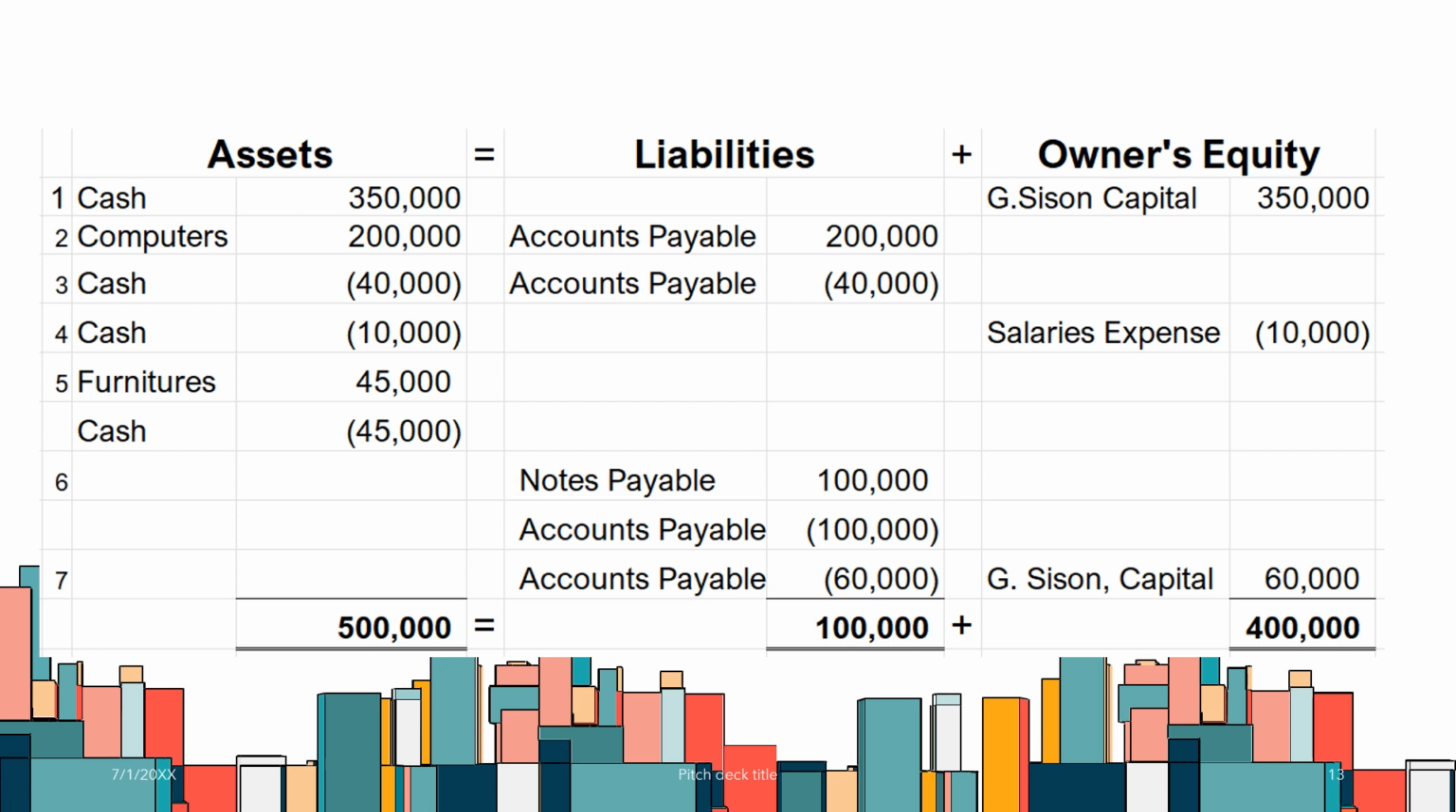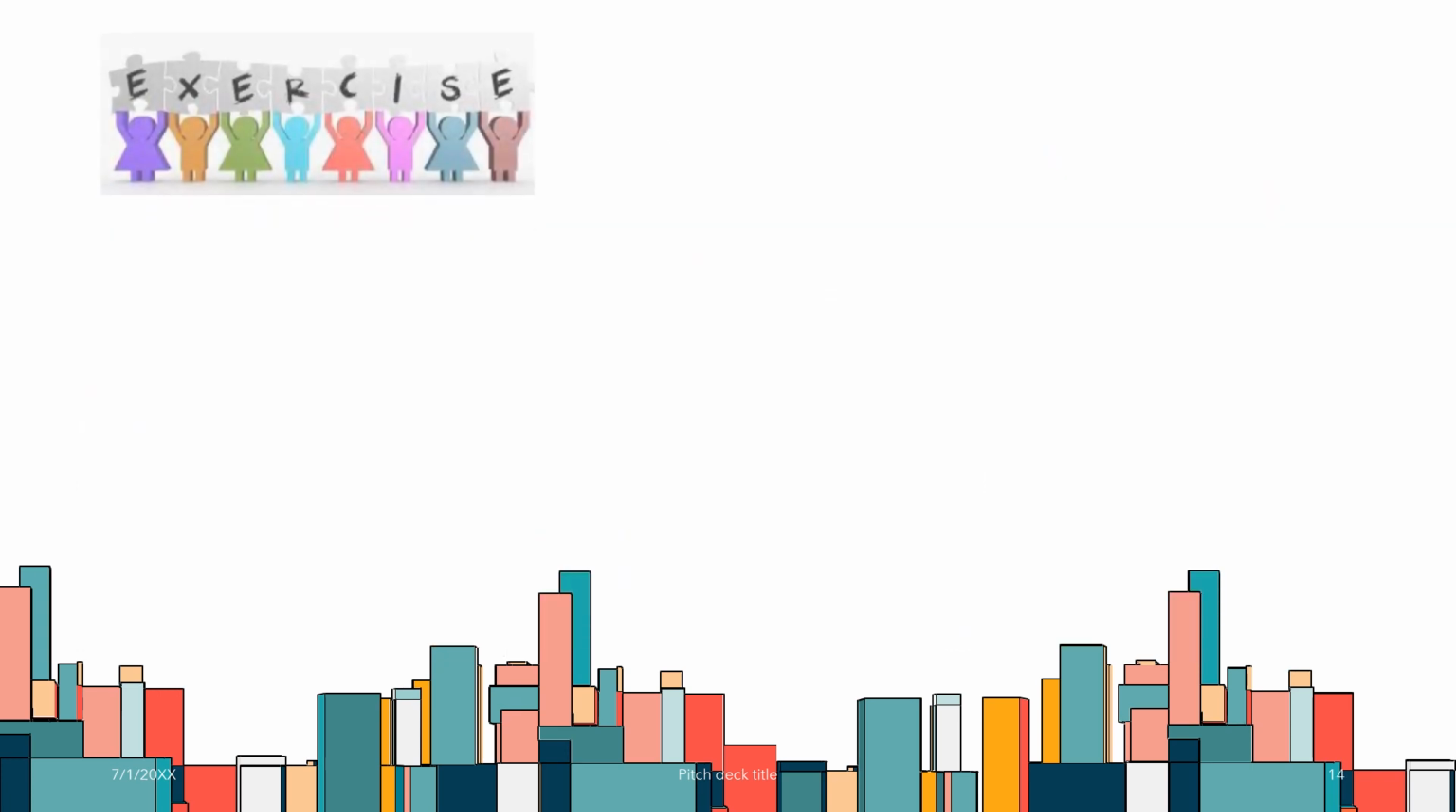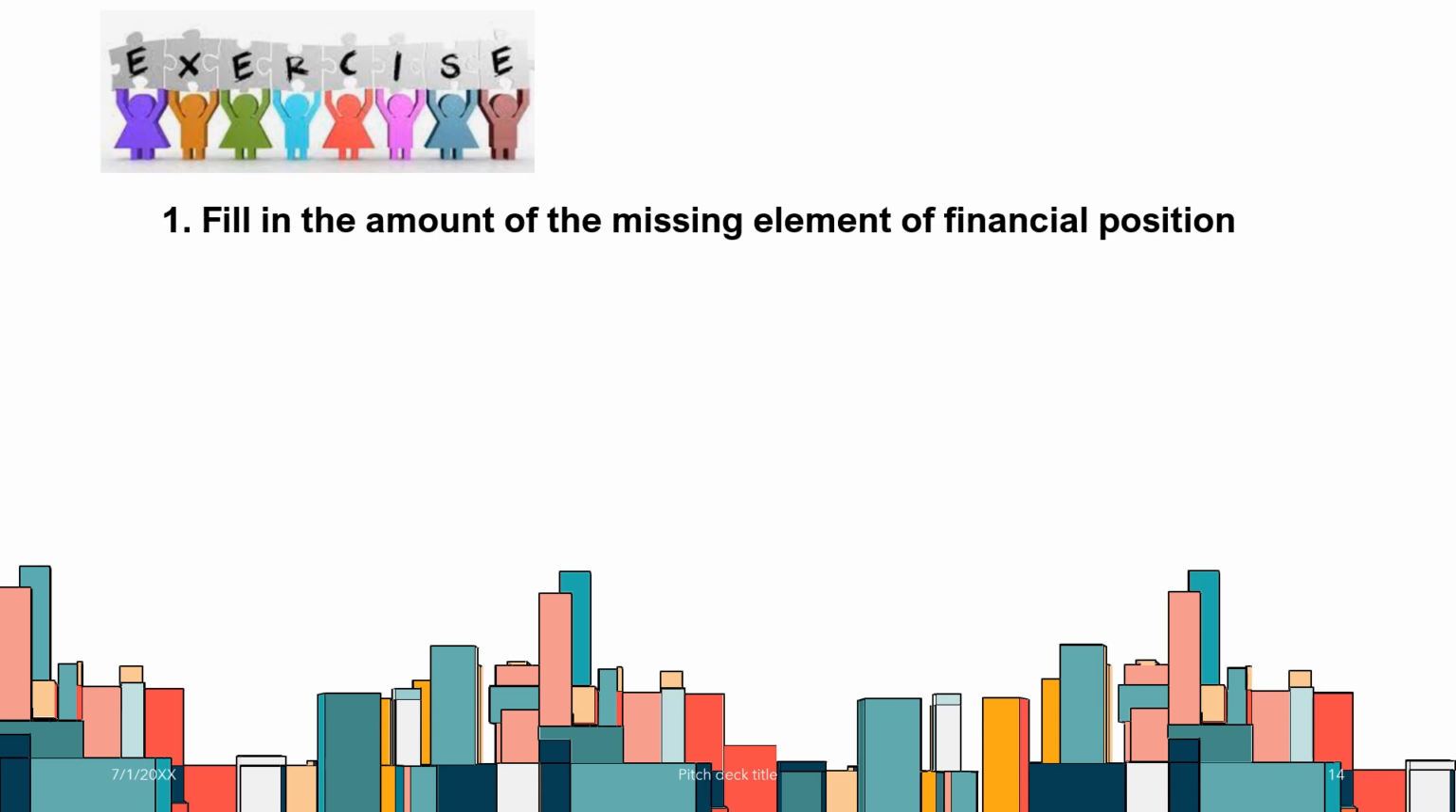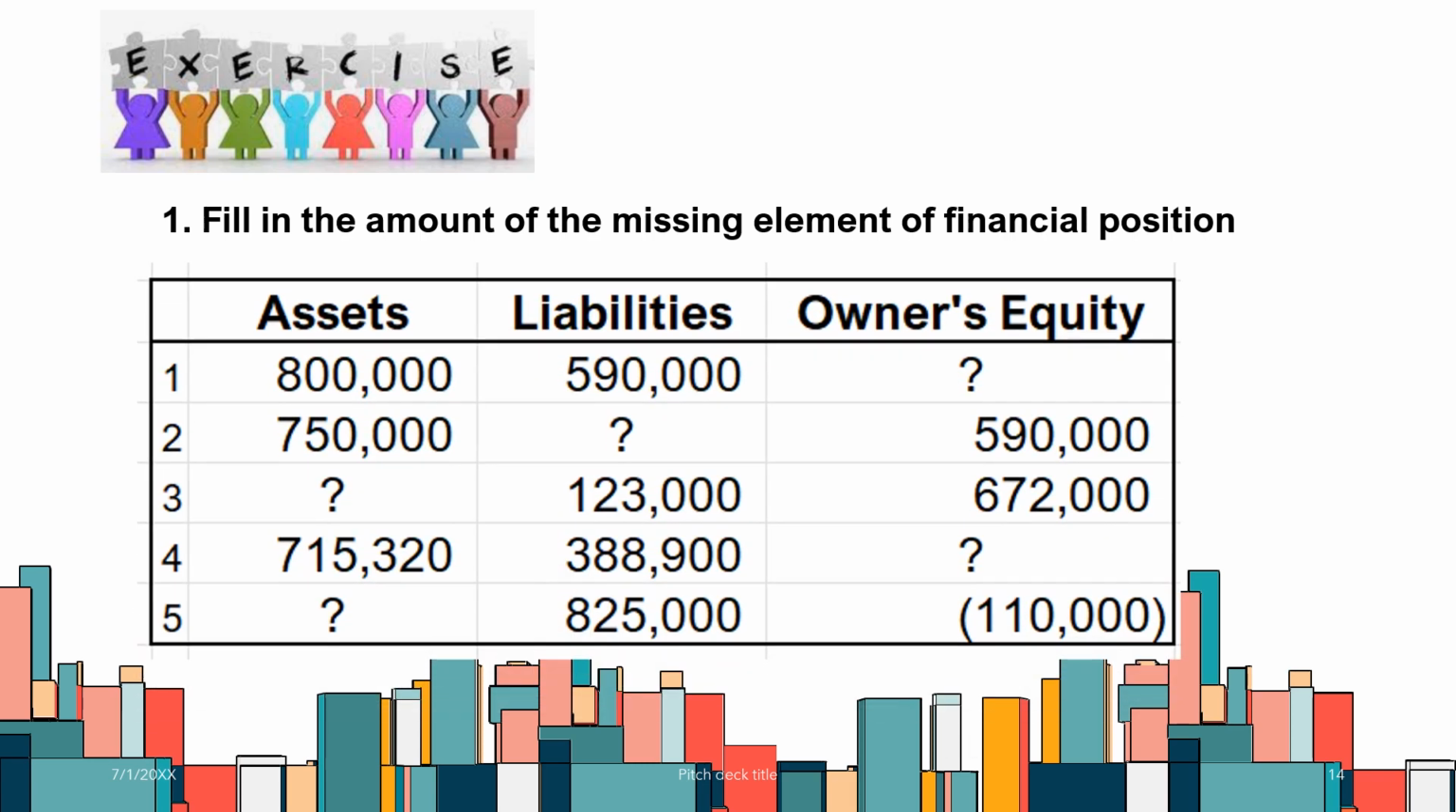Okay, so let's have an exercise. Fill in the amount of the missing element of financial position. So we follow the basic accounting model or the accounting equation. So given this table, you have here the assets column, liabilities column, and owner's equity column. There are missing amounts in the element of financial position. So your task is to compute for that amount. Okay, so we know that assets are equal to liabilities and owner's equity. For number 1, the missing amount is the owner's equity given the assets and liabilities.